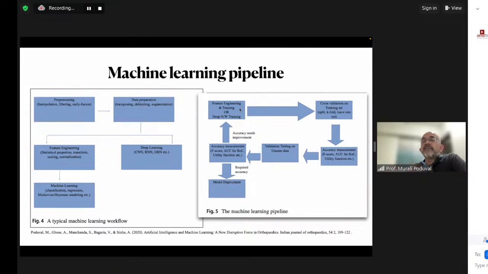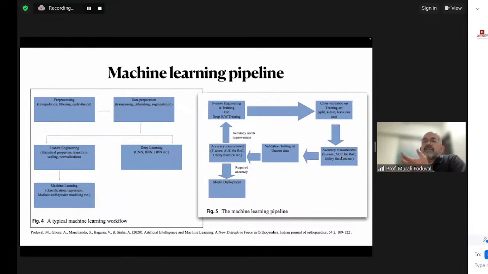Once this feature engineering is done, as you see on your right, a cross-validation occurs on a training data set. Now, a training data set, you would typically split by using various methods, like the split method or a k-fold method or a leave one out method. These are different methods in which you are categorizing your training data set into a training set, a validation set, and a test set. Then the accuracy is measured, and there are different metrics for that. We'll come to that shortly.